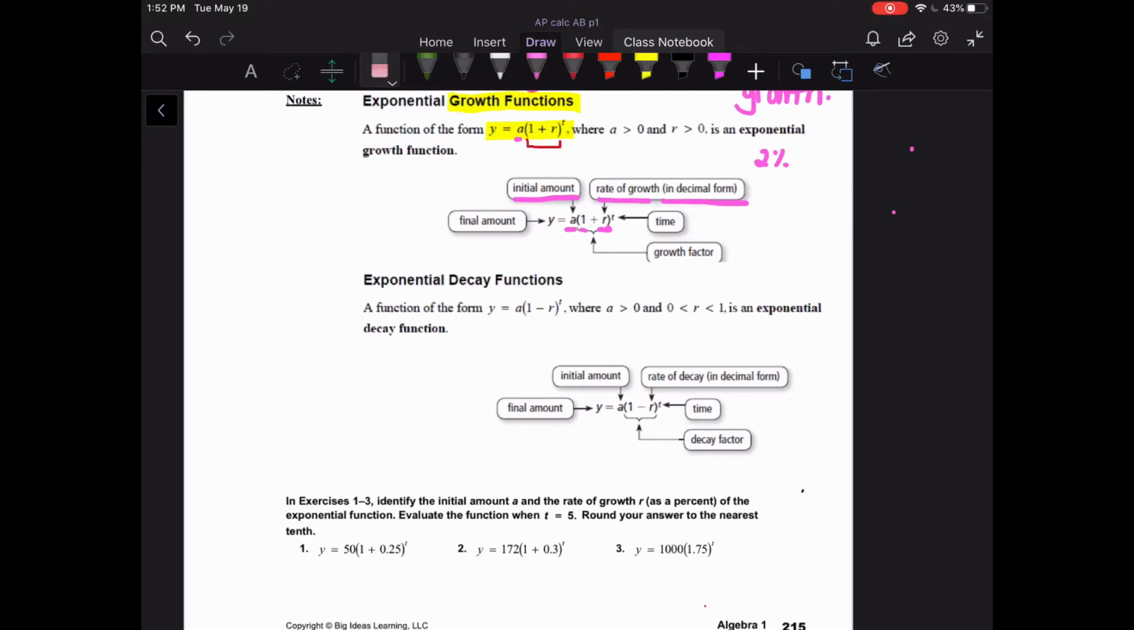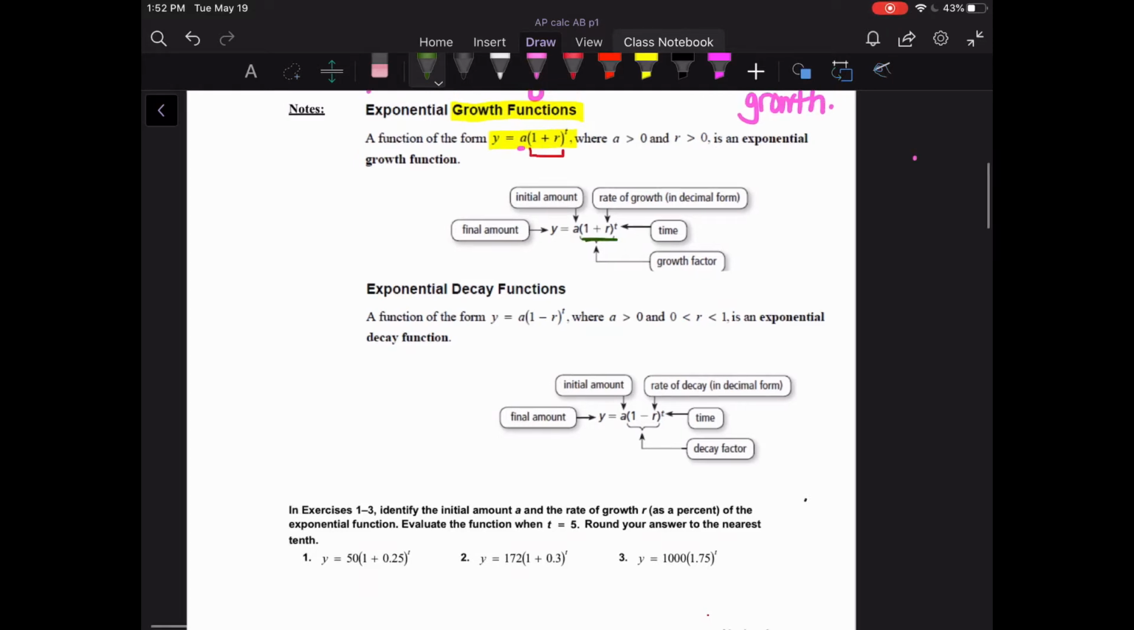And t represents time. How many years are you putting your money into that account? That's the exponent right here. Everything together inside the parentheses, that b value that we talked about the other day, that whole thing's the growth factor. But today we're going to look at the rate of growth or the rate of decay, and that's the r value as a percent.